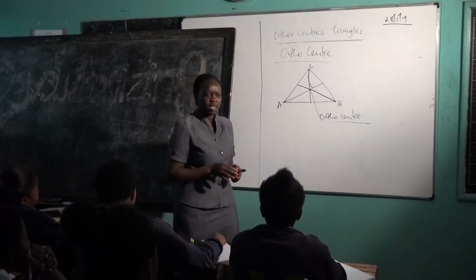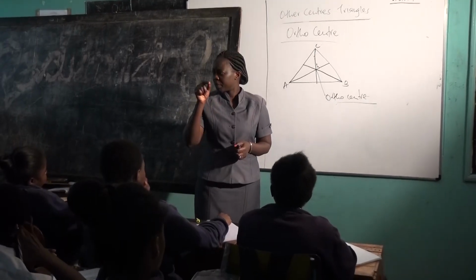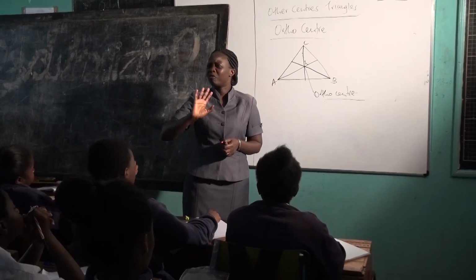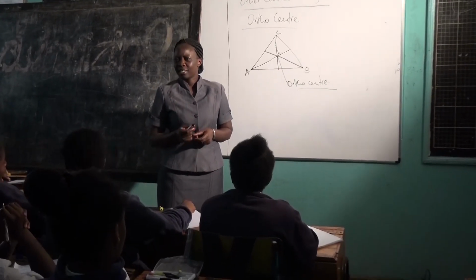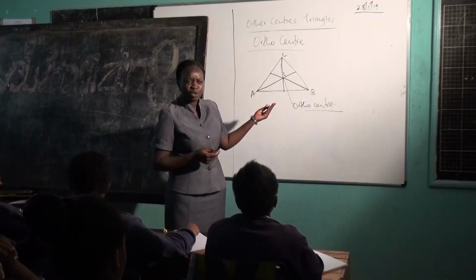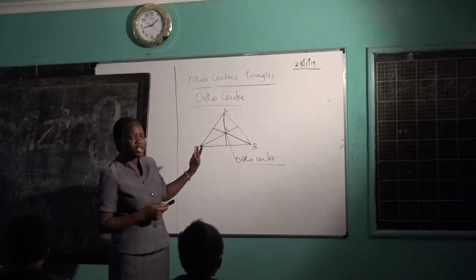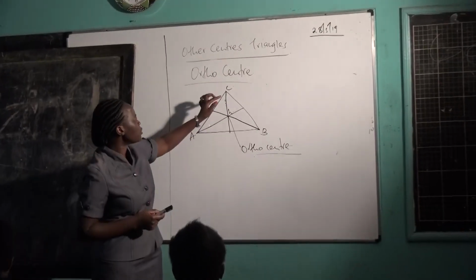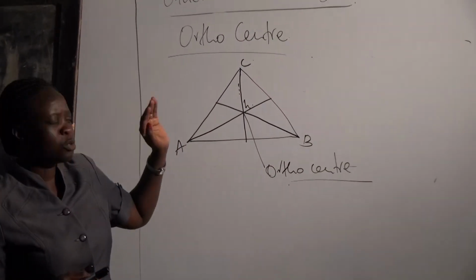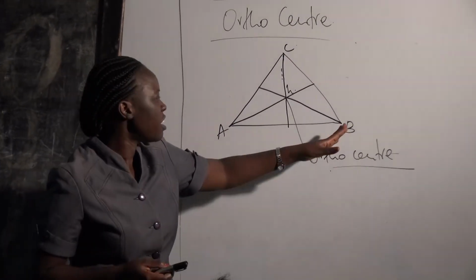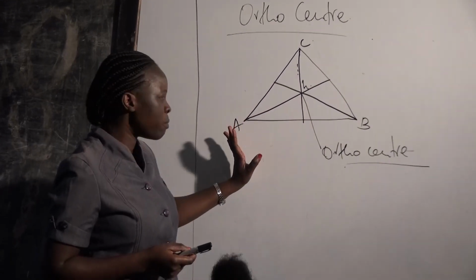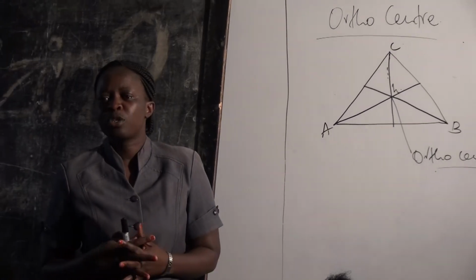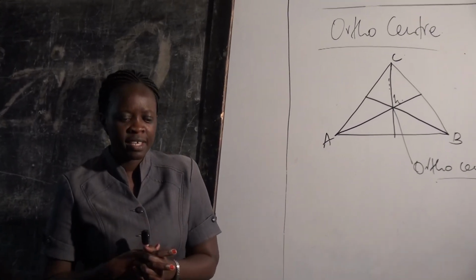So we want to see how you draw the altitudes. In Form 1, you learned how to draw a perpendicular from a point. How many can remember from Form 1? Some of you can remember. So that is what we are going to do. It's really nothing new. How do you drop a perpendicular? So we are going to drop a perpendicular from C to AB, from B to AC, and from A to CB. I'll take us through the procedure by using an example.